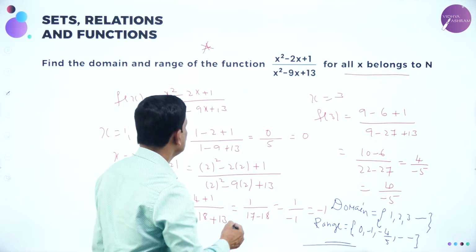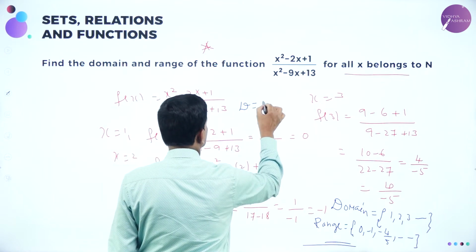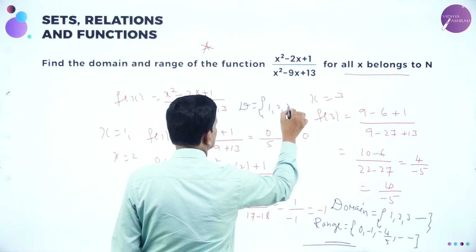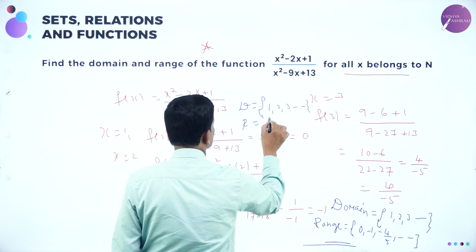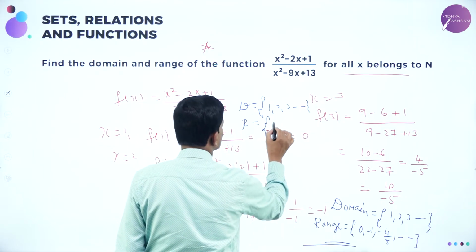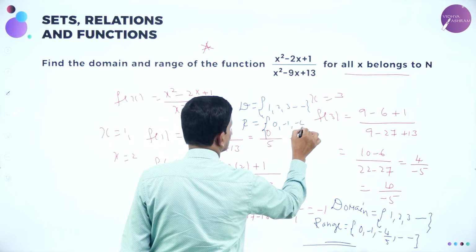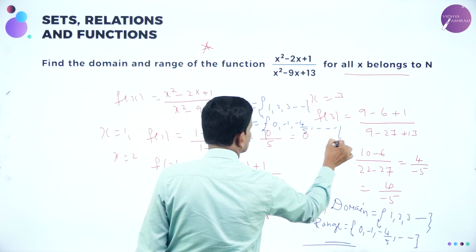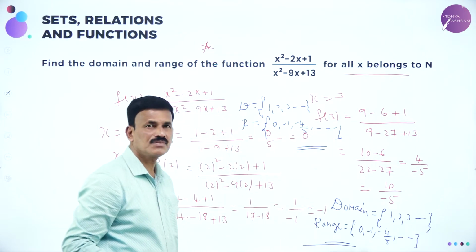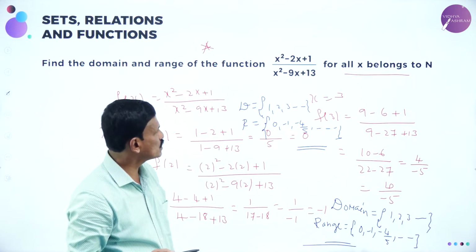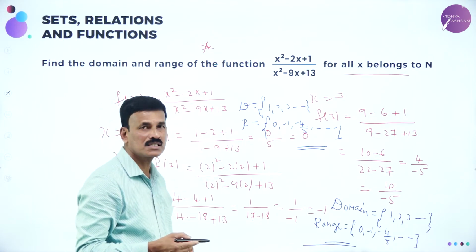So, domain is equal to 1, 2, 3, etc. And the range is equal to, what are the elements of the range? 0, minus 1, minus 4 by 5, etc. These are the domain and range for this function, x square minus 2x plus 1 by x square minus 9x plus 13. That's it. Okay.